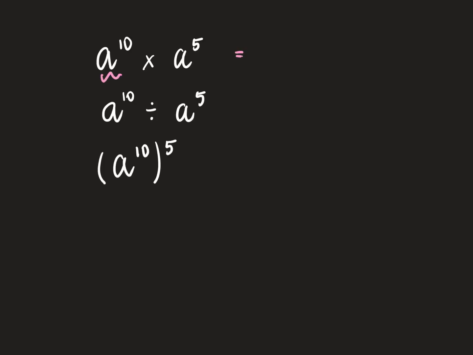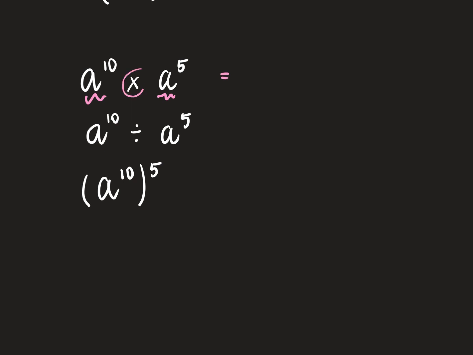Okay, let's look at what we've got. The first one, we've got the bases the same, and we are multiplying the terms. So what do I do? Bases are the same. I'm multiplying the terms, so I add the indices. What about this one? Bases are the same. I'm dividing the terms, so what do I have to do? I subtract. 10 minus 5 is 5.